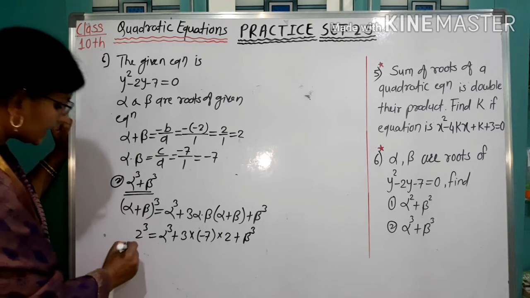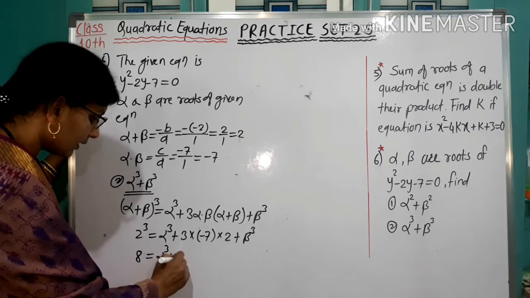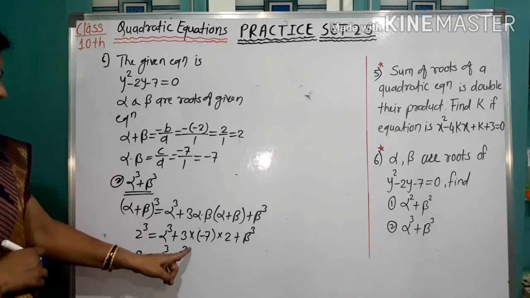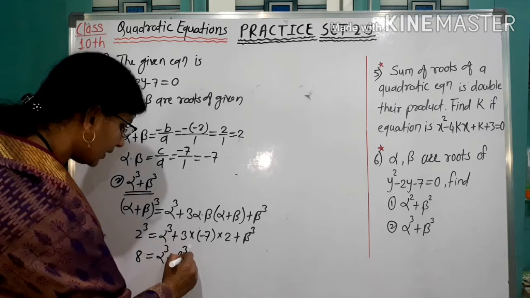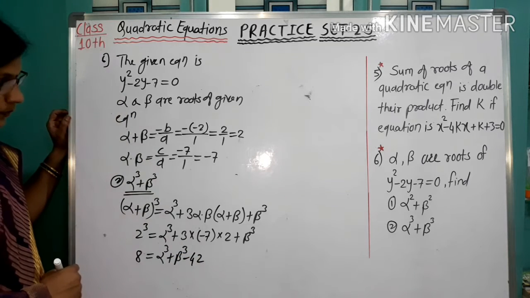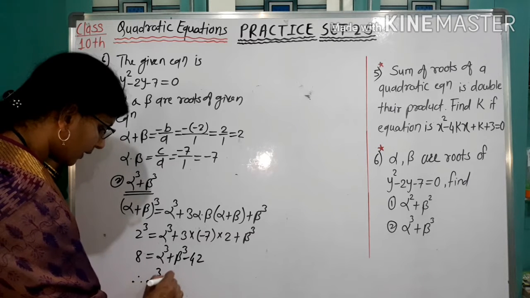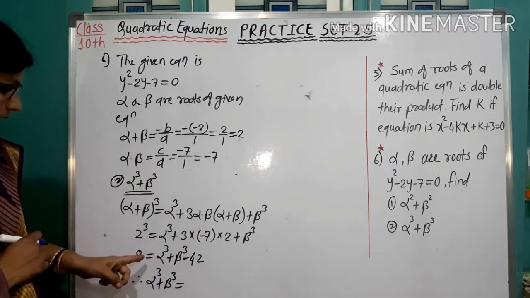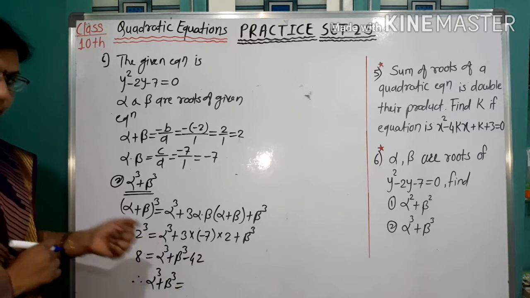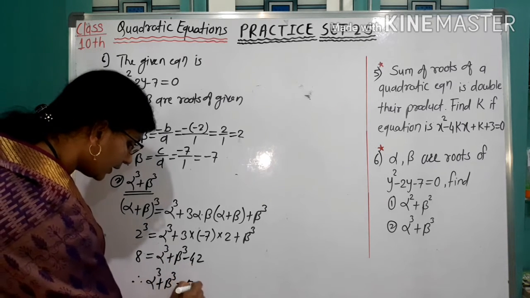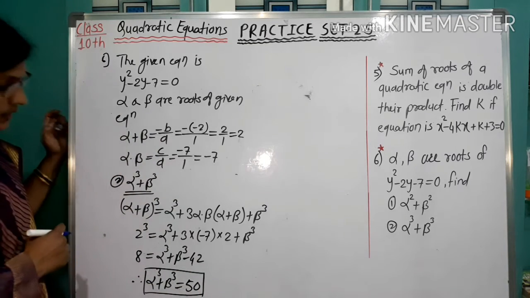Then 2 cube is 8, equal to alpha cube plus beta cube. Then we solve this. 3 into 2, 6. 6 into 7, minus 42. Therefore, alpha cube plus beta cube equal to 8 minus of minus 42, that is 8 plus 42, which is 50. So the value of alpha cube plus beta cube is 50.